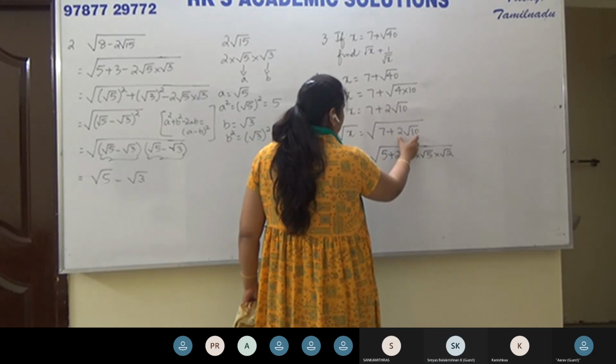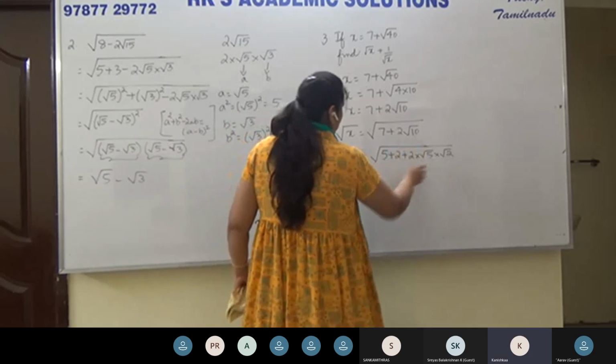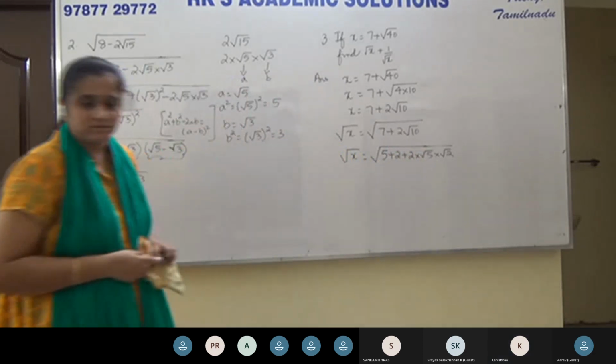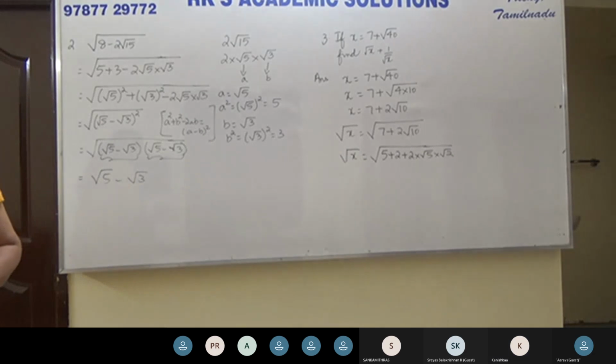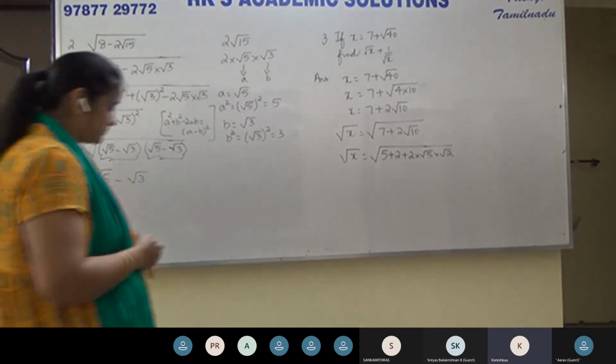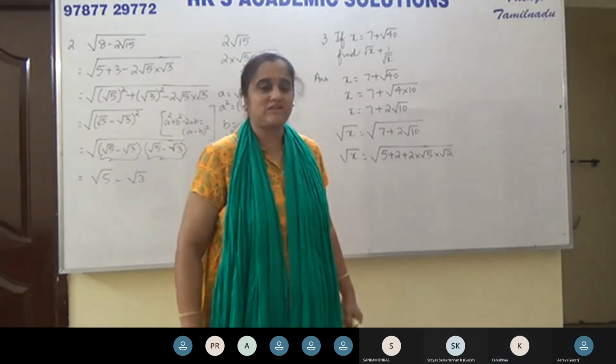2 root 10 is 2 into root 5 into root 2. Yes, Kanishka? The answer is root 5 plus root 2. No, no, children, please. No. One minute. Let's finish.